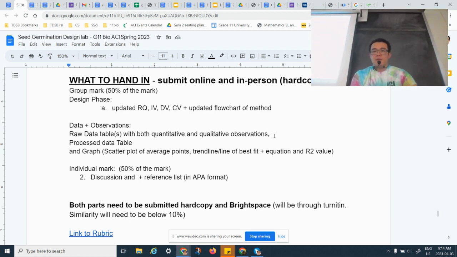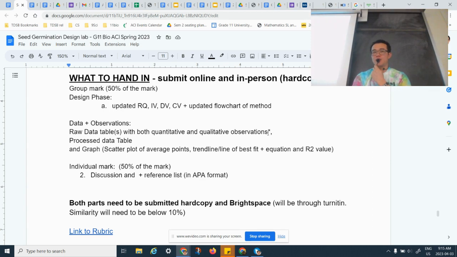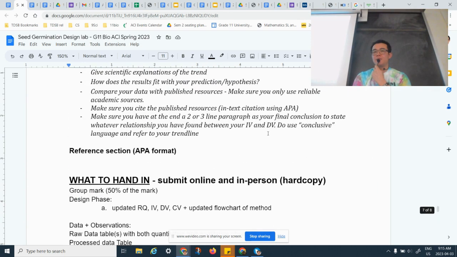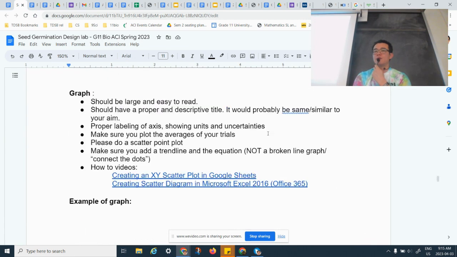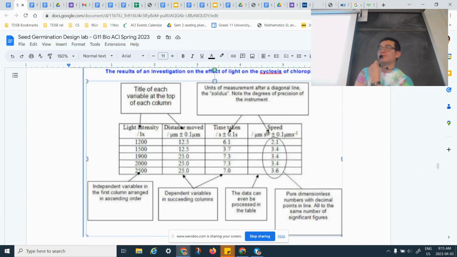Now, this part here, I will expect you to tweak your data table. When I say tweak your data table, I'm not saying you tweak the result or the value. I expect you to have the data table consistent with the format up here. This is an example of a data table and what you should have.